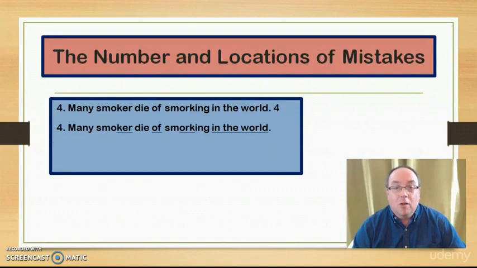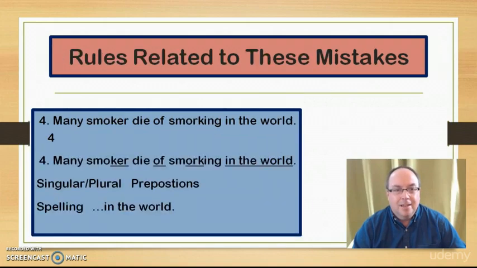All right, there's something wrong with smoker. There's something wrong with of. Perhaps you remember this from before. There's something wrong with smorking. I don't know if you know the word smorking. I don't know it. And in the world is a mistake.